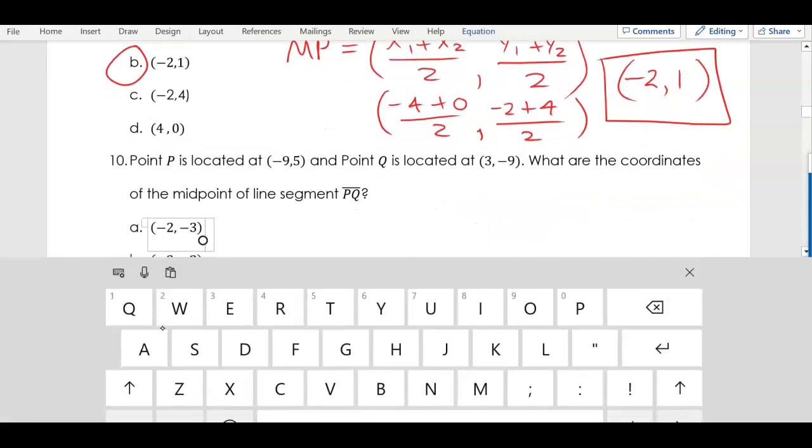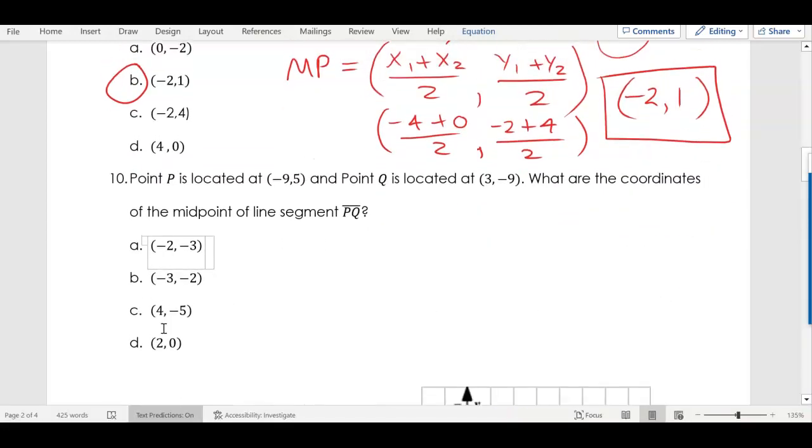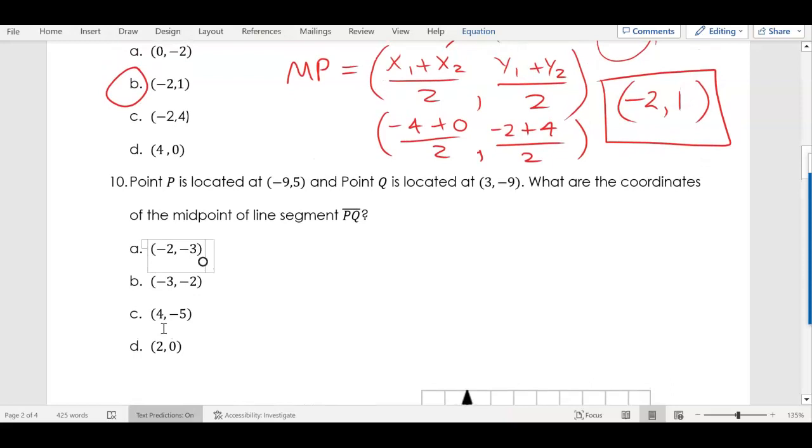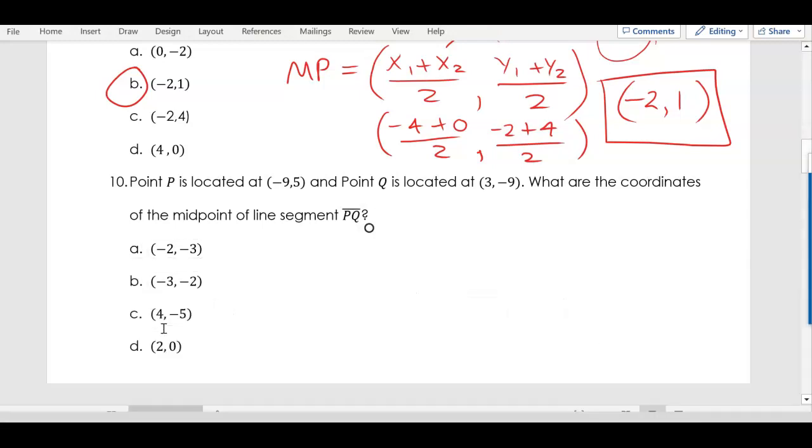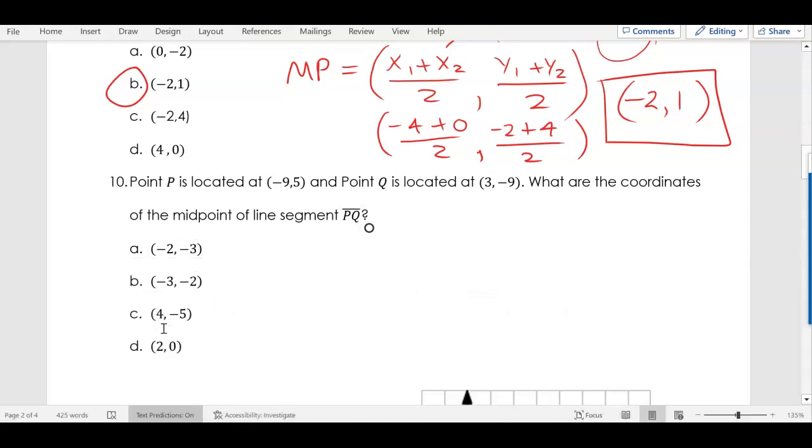All right, number 10. Point P is located here. Point Q is located here. What are the coordinates of the midpoint? Okay, so since it's midpoint, once again, we're going to use the midpoint formula.